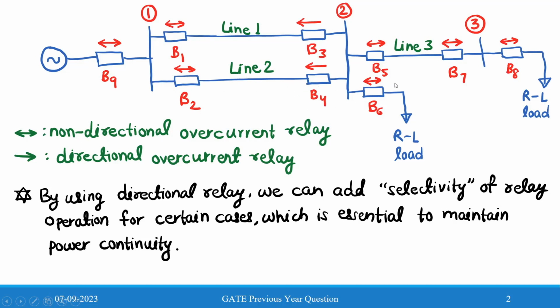So the power in the rest of the lines will remain as it is, and this line 1 will be isolated. On the other hand, if there is a fault in line 2, then R4 will trip and R3 will not trip, and this maintains the power continuity in the rest of the lines, and the rest of the system just remains intact.